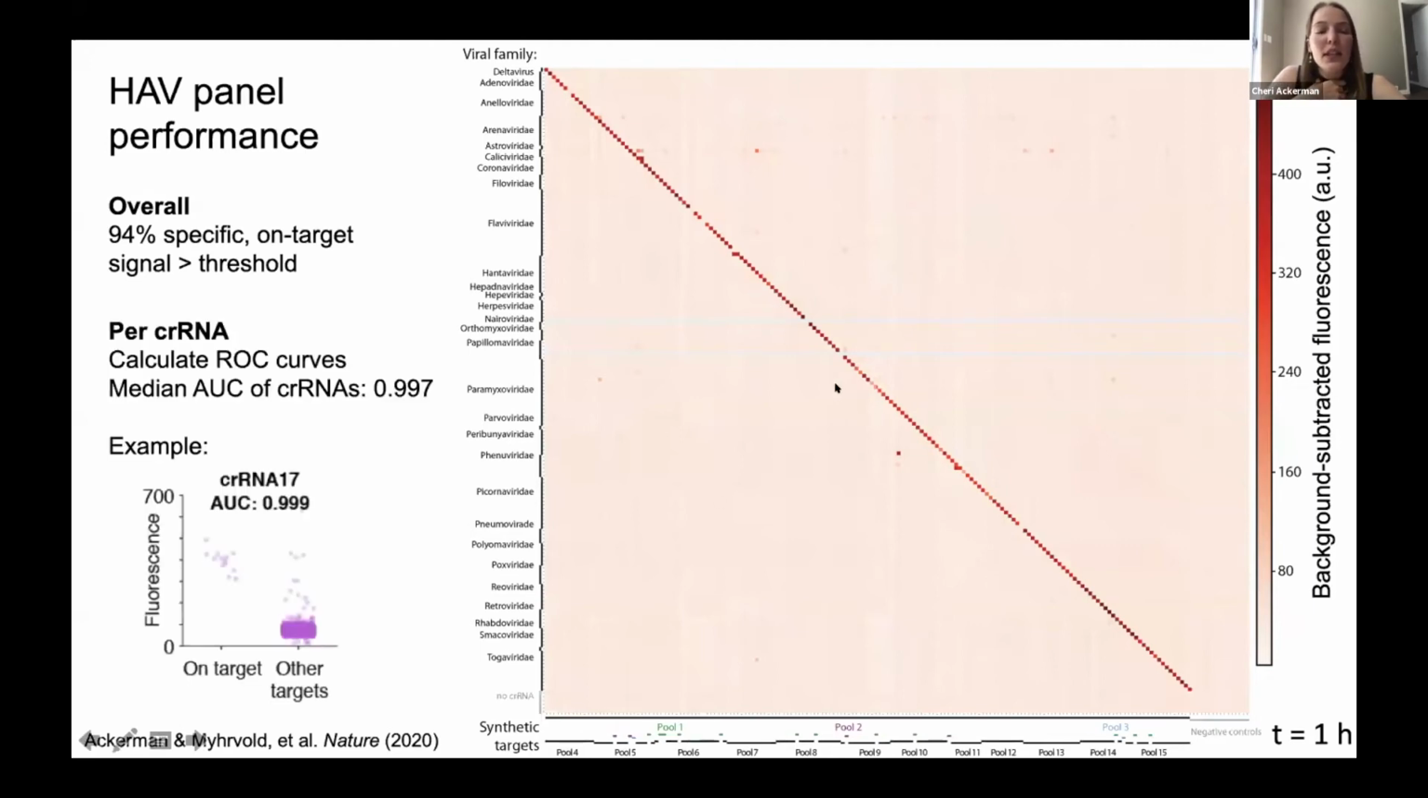And since each CRISPR RNA performs independently of all the others, we can assess the CRISPR RNA performance individually. So for each CRISPR RNA, we calculated the area under the curve for a ROC curve, and the median AUC out of all of the CRISPR RNAs was 0.997, which indicates excellent performance.